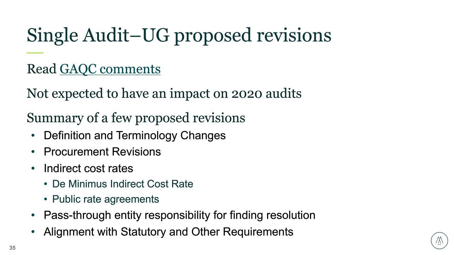We're not expecting these revisions to have an impact on this year's audit, and actually the effective date is still a little bit up in the air. But just to give you some food for thought and what to look forward to, there are some revisions to some definitions like internal controls. We're a little concerned about some of those definition changes and how they play with other regulations we see. There are those procurement revisions that are proposed, most specifically around the simplified acquisition threshold and the micro-purchase threshold, to make it a little more contained within the uniform guidance itself.